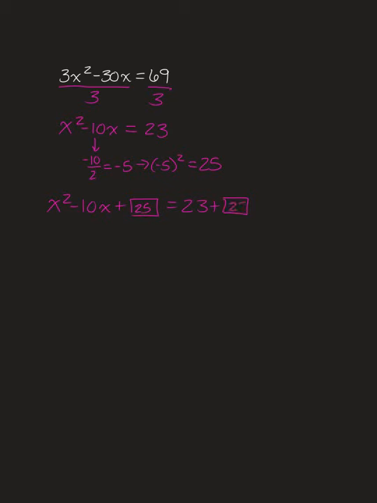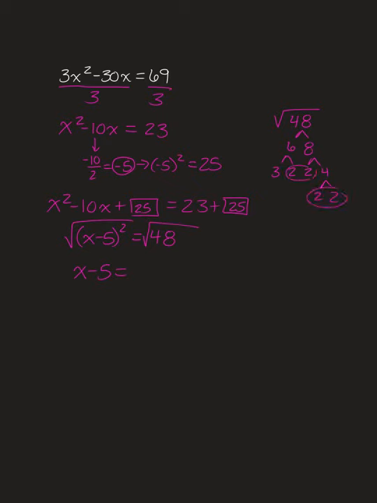So my factored form here on the left-hand side, since this value is negative 5, my factored form is x minus 5 squared is equal to, well, 23 plus 25 will give us 48. Take the square root of both sides. You will get x minus 5 is equal to, now if we break down the square root of 48, well, 6 times 8 gives us 48, 3 times 2, 2 times 4, you can break down 4.